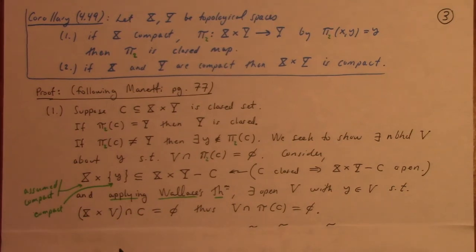Yeah, very funny. So we have X, which is assumed compact. We have Y, which is a singleton, that's compact.